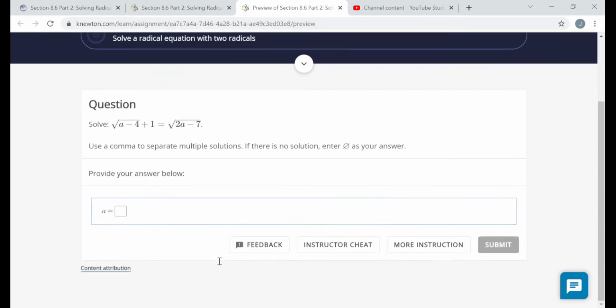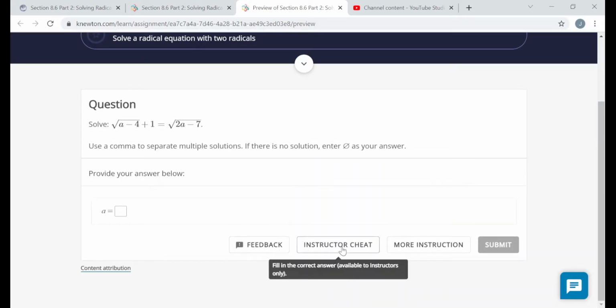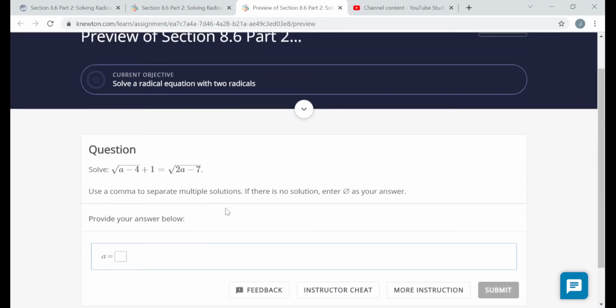And below each question should be a feedback button to send feedback to Knewton if you want. You will not see this instructor cheat button, right? It won't be there, but you will see a more instruction button. If you click on this, it'll provide you with reading material or videos that might be able to help you out when you're struggling on an objective or a question. Alright, so as I said, one objective here says solve a radical equation with two radicals. And I'll just write these out and start going through them.